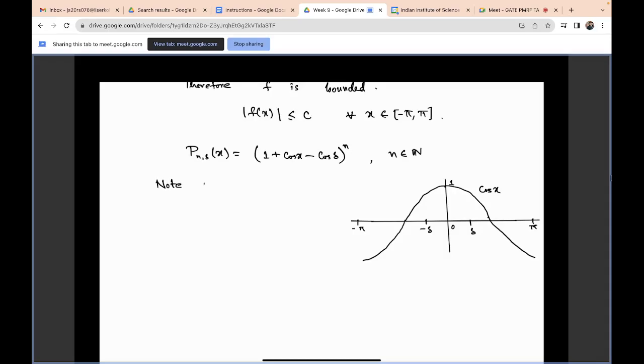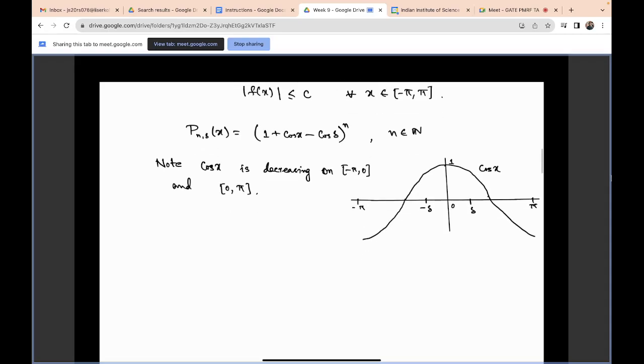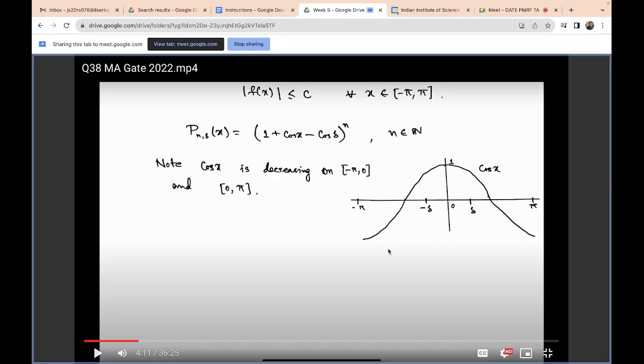So note cos x is decreasing on both sides, on minus pi to 0 and 0 to pi also. So we'll use this one, that cos is decreasing. Oh, sorry, here I forgot to mention. This side it will be increasing, meaning minus pi to 0 it will be increasing, and from 0 to pi it will be decreasing. I will correct it.